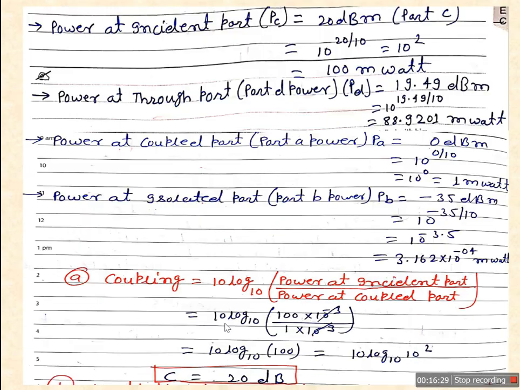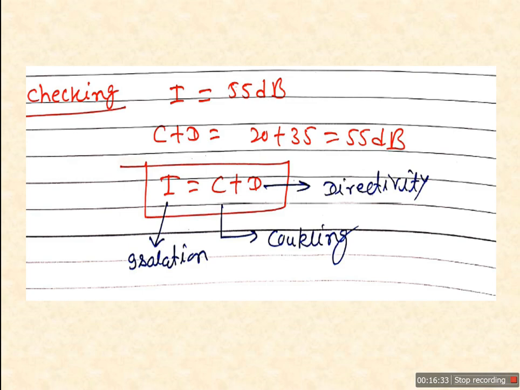So this is the question of the day solution. I am checking whether isolation is 55 dB, or coupling plus directivity is 55. This is also correct, so I also checked that all the terms are properly there.